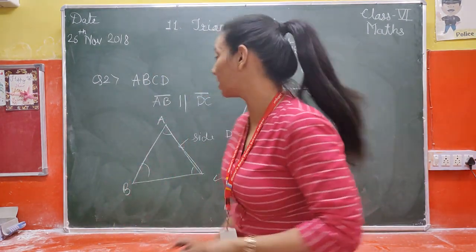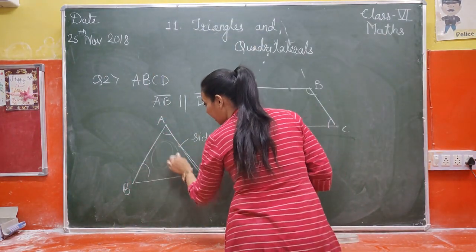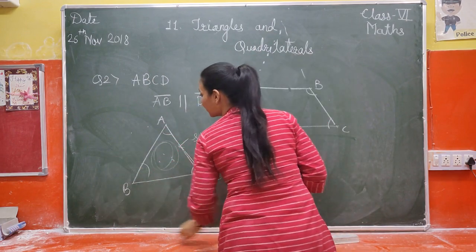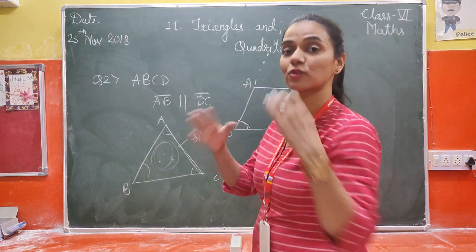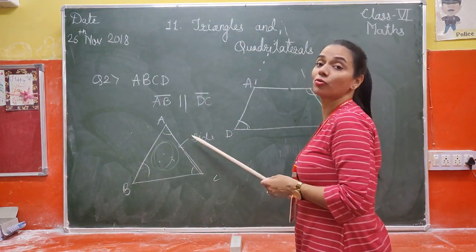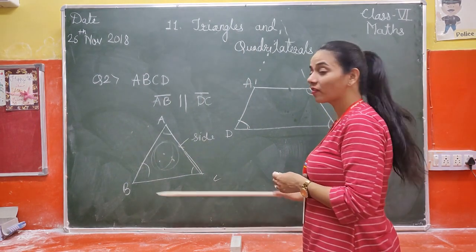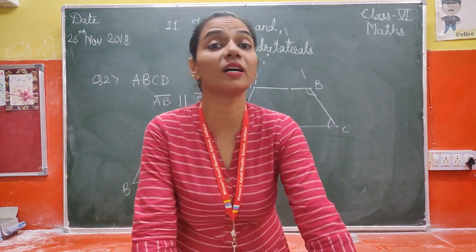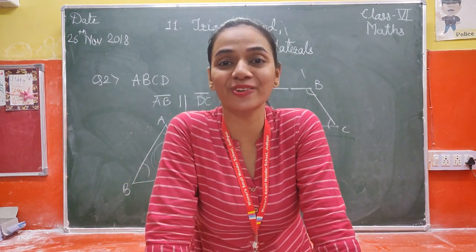And what is interior? The part inside the triangle is the interior of the triangle and the part outside the closed figure is the exterior. And all the three sides make the boundary of the triangle. So I hope you have understood what a triangle is, and we will continue to learn our chapter triangles and quadrilaterals in our next lecture.